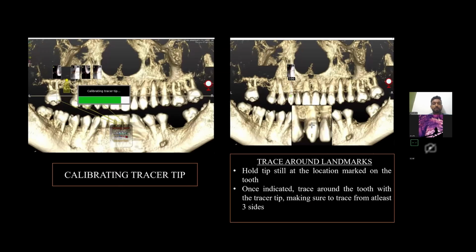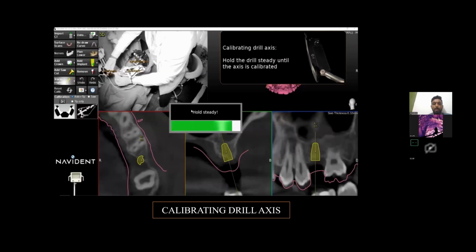So then we traced, calibration was done through the tracer tip. We generally mark 3 landmarks around the neighboring tooth just for verification to calibrate the tips. And after initial calibration of the tips, the drills were also calibrated, and then osteotomy was done.